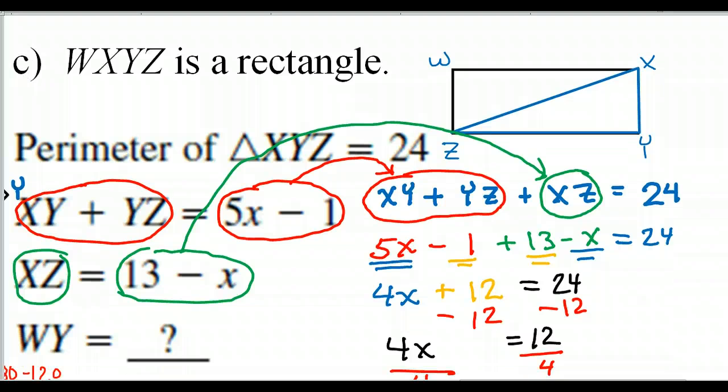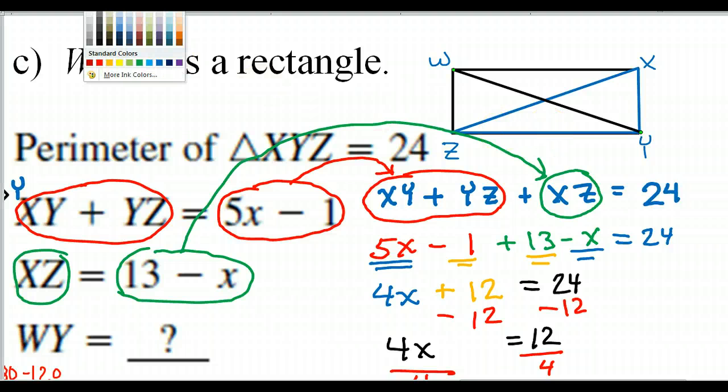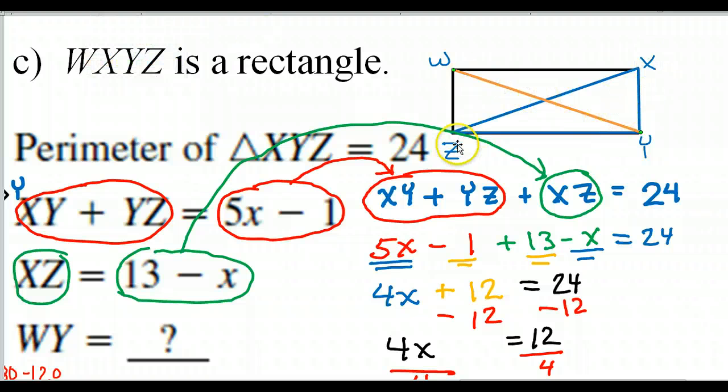Okay, but this is a rectangle. So I need you to understand the following. WY, of course, is a diagonal. So this line that I just drew from W to Y, that's a diagonal. So that should be the same length as the other diagonal. So that's one of the properties of a rectangle. The diagonals are congruent. So WY should equal XZ.